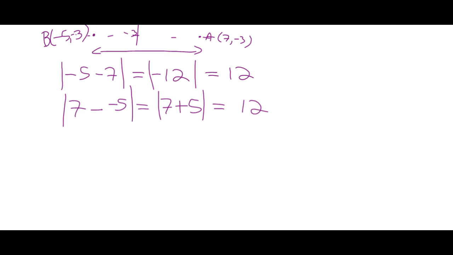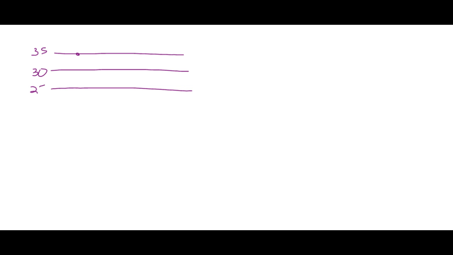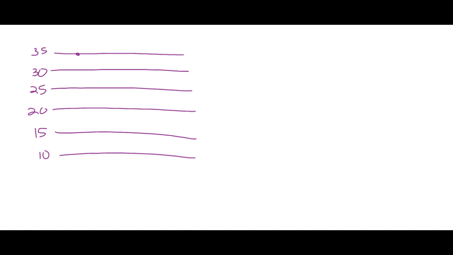Okay, so that's distances. So let's do some distances. Let's say we got a football game going on here, and the ball is on the 35-yard line. Now we want to get into the end zone. Well, how far is that? It's 35 yards. If we score, we will have moved the ball 35 yards.